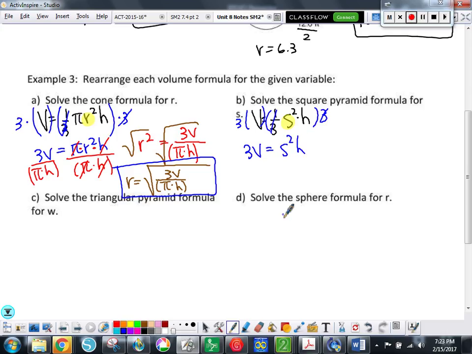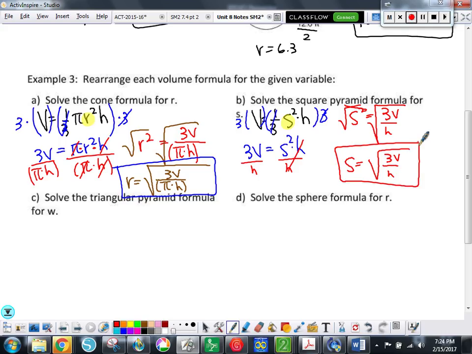Now I have to cancel off that multiply h, so what do we do? Divide it. So s squared, I'm going to write that a little bit higher. S squared equals 3v over h. Now I'm going to take the square root of s. And now when I take the square root, please make sure this entire fraction is in the square root. If it's not, then it's partially wrong. S equals the square root of 3v over h.